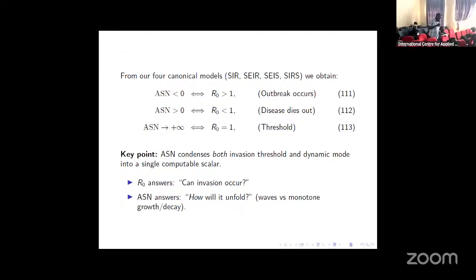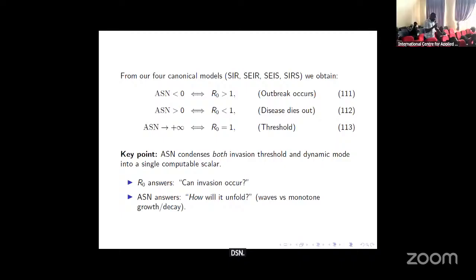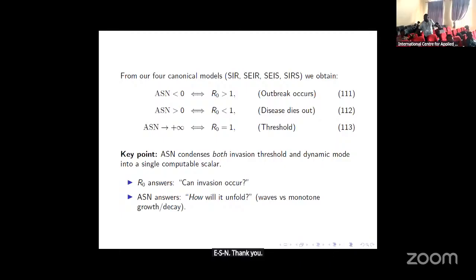From the equations you have, how do we move from that place to using the Atangana strength number, ASN?